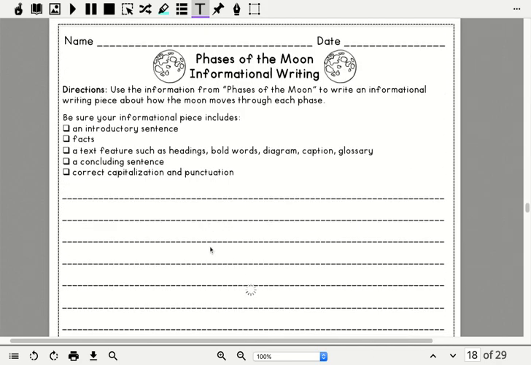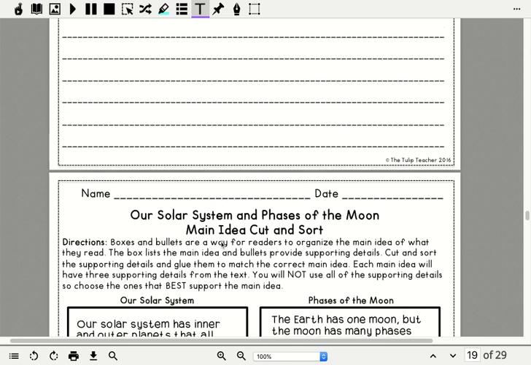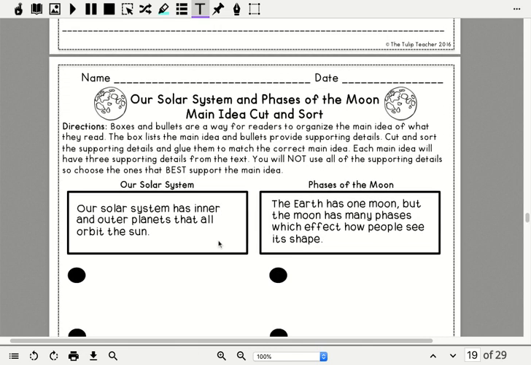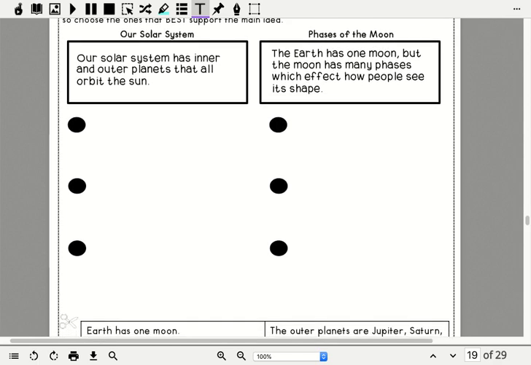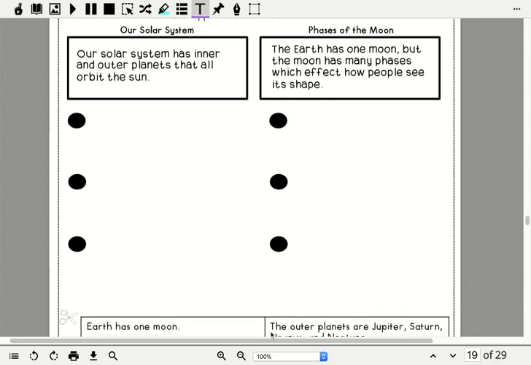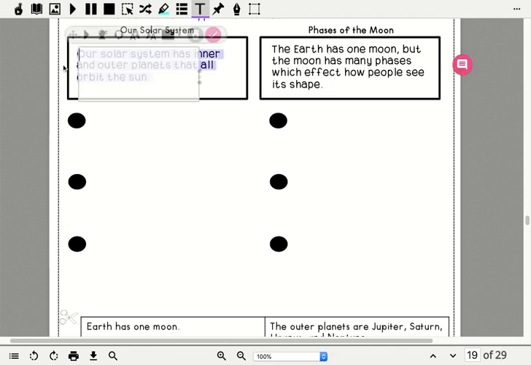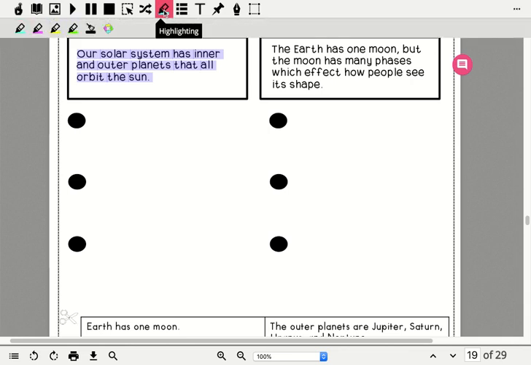And so now we're going to go down to the main idea, cut and sort. So remember, we've got the main idea from each passage, and we're going to try to match these details to help support our main ideas. So the first main idea says, our solar system has inner and outer planets that all orbit the sun. Okay, so we are looking directly for things that orbit the sun, and inner and outer planets.